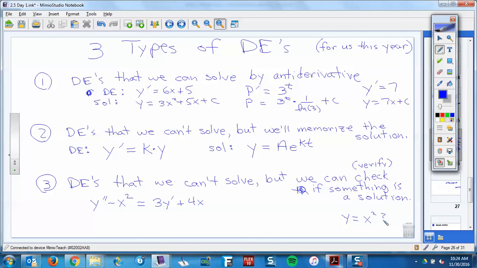And what would we put in for y double prime? 2, because that'd be the second derivative of x squared. So we'd put a 2 right there, we'd put a 2x right there, and we'd see if they're equal. It turns out they're not, because that'd be 10x, and this would be 2 minus x squared. Those aren't equal. So we would say, no, y equals x squared is not a solution.